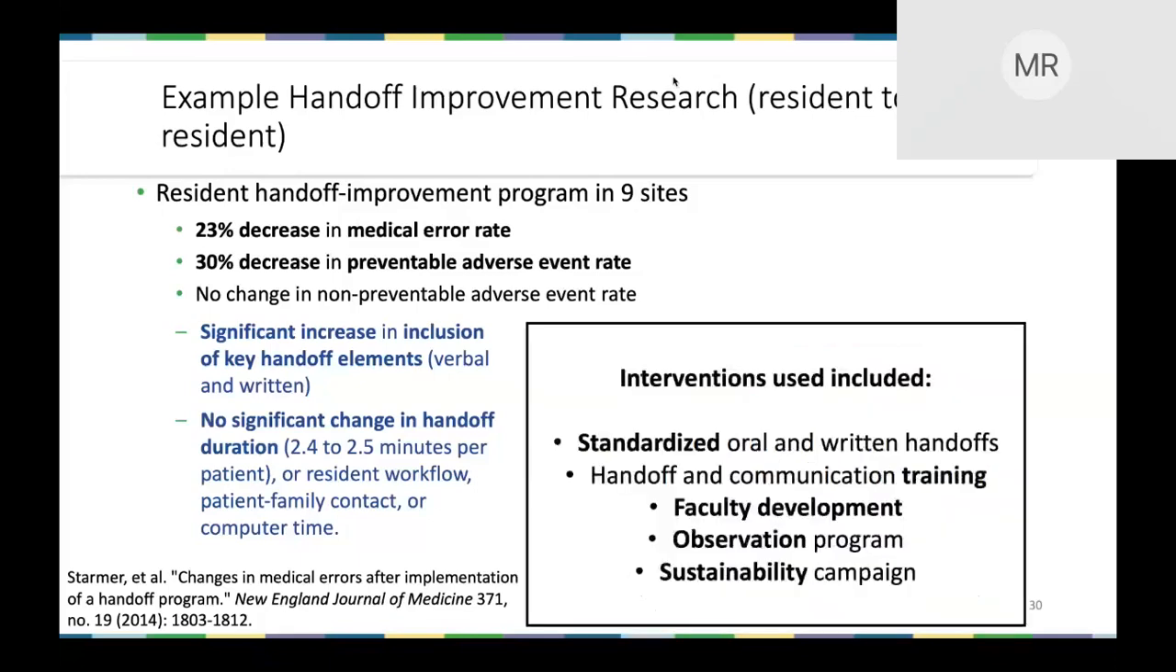And if you look at what they actually did to achieve that, it's standardized oral and written handoffs, it's a training program, it's a faculty development program, there's an observational rating and feedback program, and a sustainability campaign. So they did all of the things you're supposed to do.